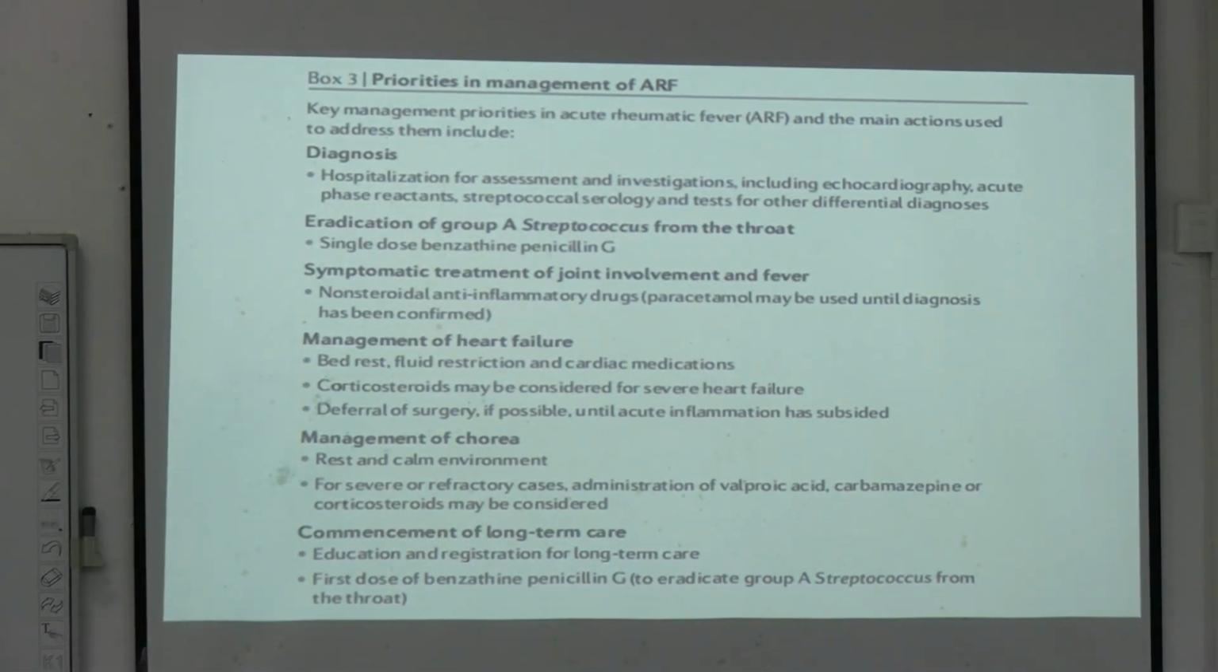Treatment: every episode of acute rheumatic fever must be treated with antibiotics. Okay, and if this manifestation has already been developed, we need to give prophylaxis with antibiotics till the child is at least 20 years old or the child becomes an adult. Otherwise, the child will end up with rheumatic heart disease.